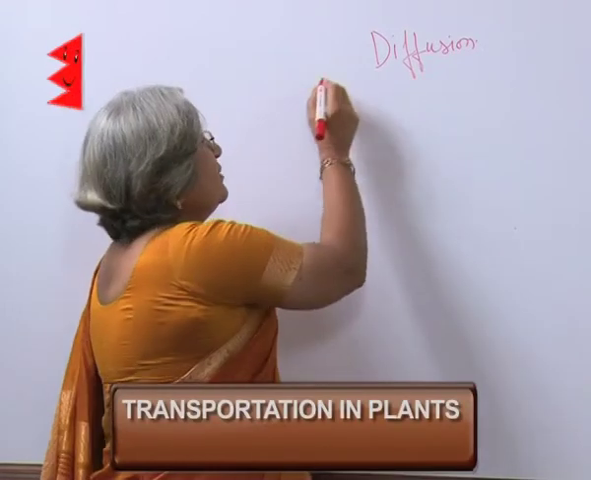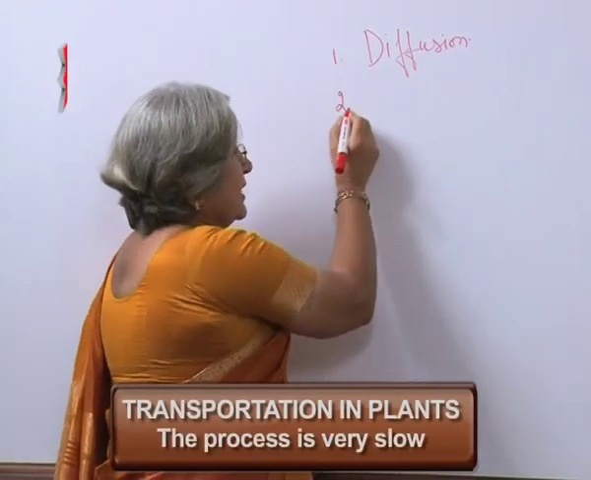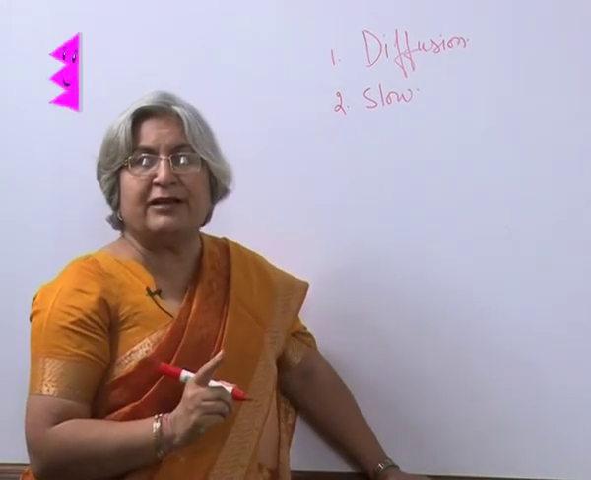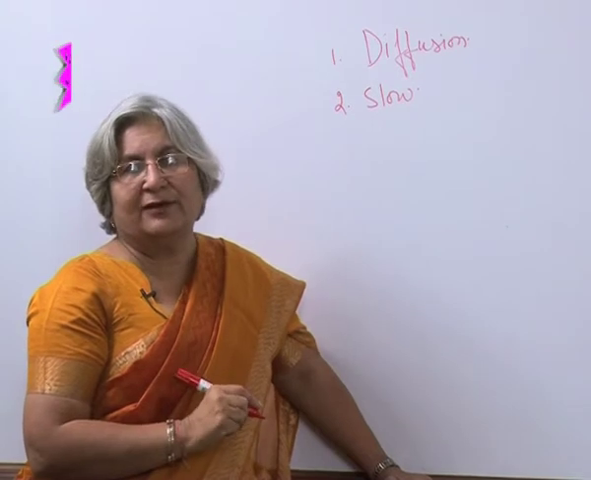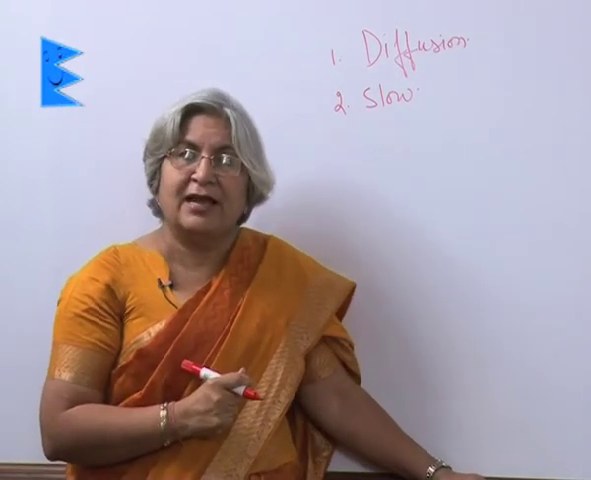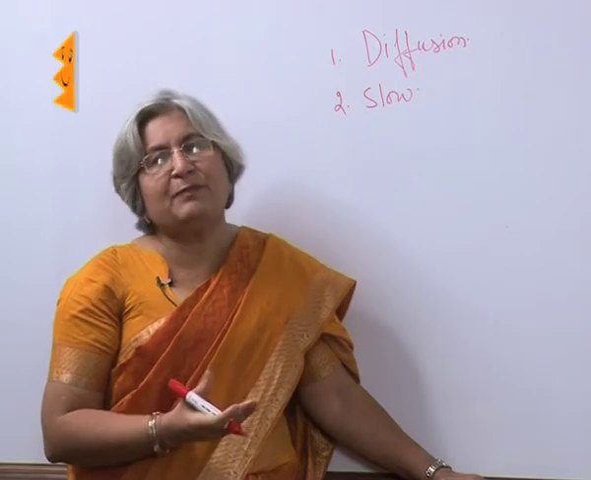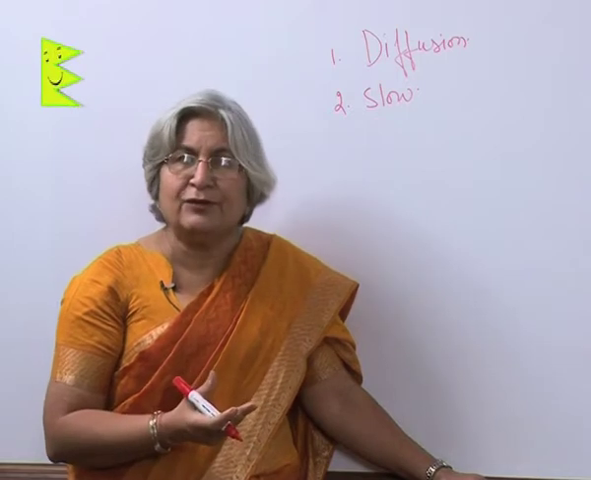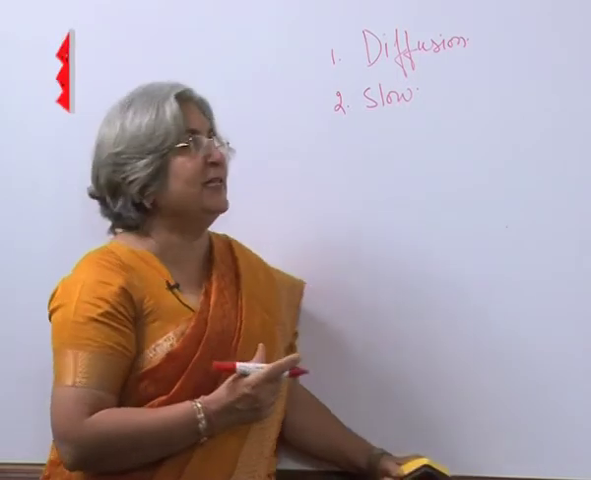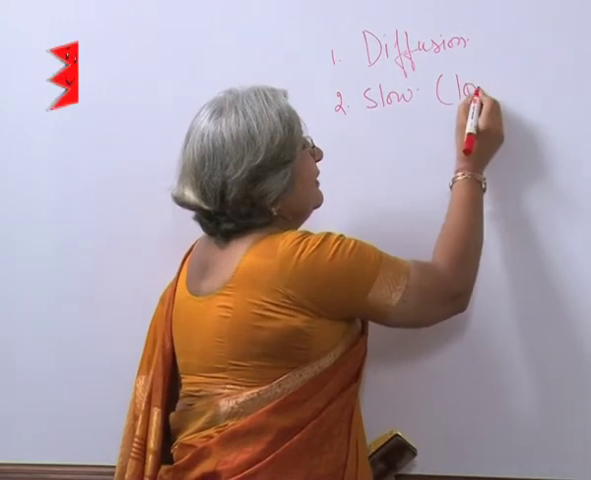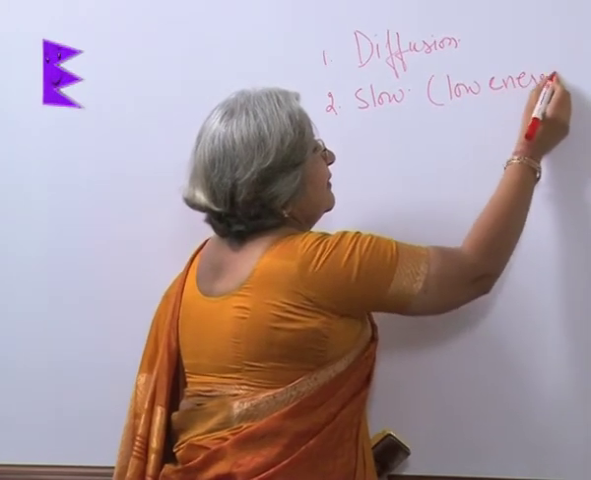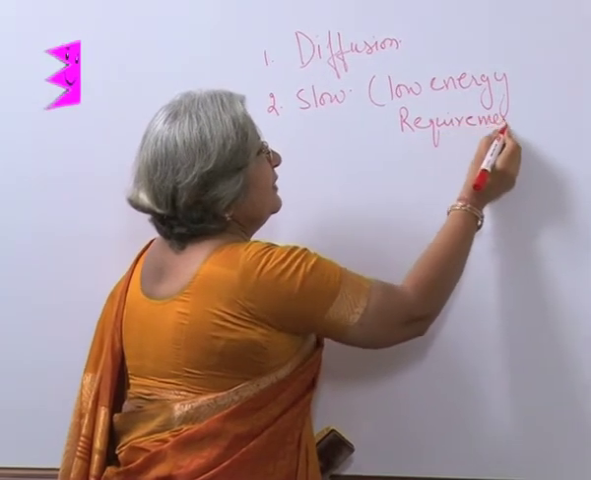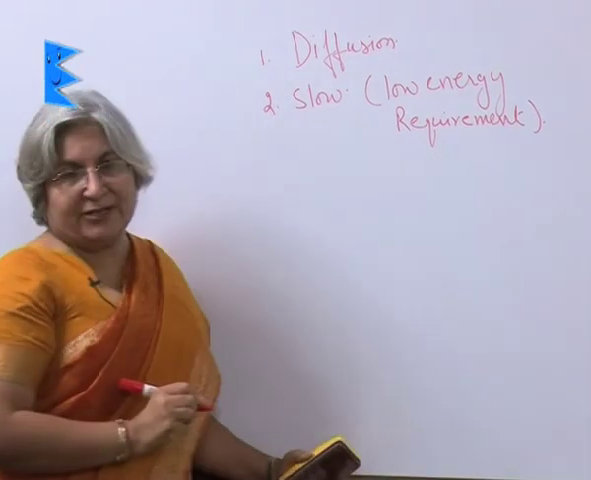Secondly, in the case of plants, the process is very slow. The transportation of material is faster in the animals. Now, why is it slow in plants, and how will plants cope? You see, plants are mainly made up of dead cells. Secondly, they do not move, so they have low energy requirement, and that is why they can easily manage even with the slow transportation rate.